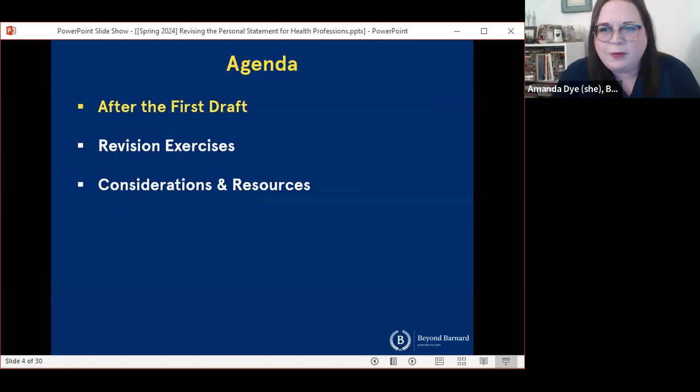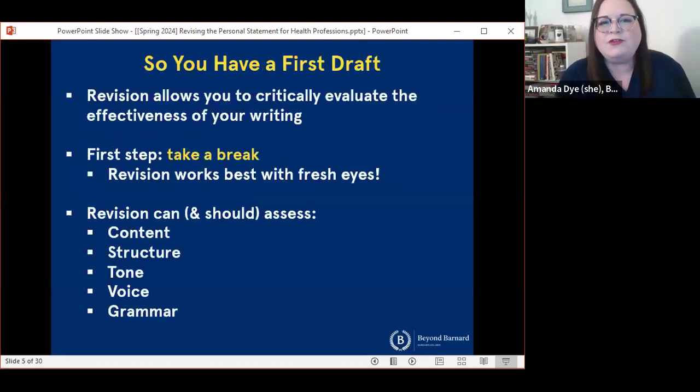Those of you who have been participating in Barnard's committee process this year already have at least some kind of a draft or an outline of a personal statement. So I'm hoping that you all are working from a document. And when you have a first draft, I like to encourage folks to remember that revision is about critically evaluating the effectiveness of your writing.